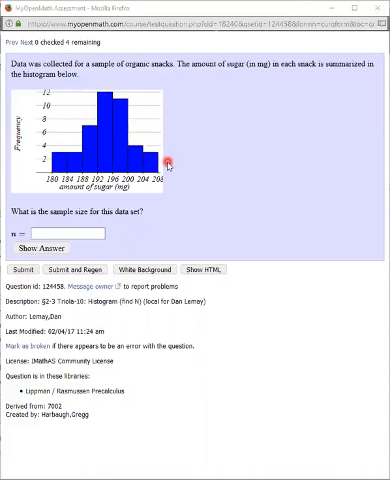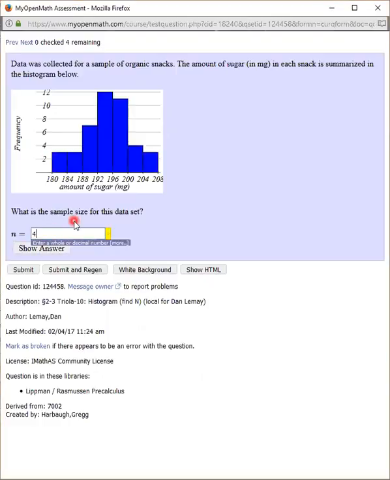So I'm seeing these first two classes are three high, so there's a total of six. Then this one is seven high, so 6 plus 7 is 13. This one's 12 high, so 13 plus 12 is 25. And this one's 11 high, so that's 36. That's 4 high, that's 40. And that looks like it's about 3 high. So I'm going to guess 43.